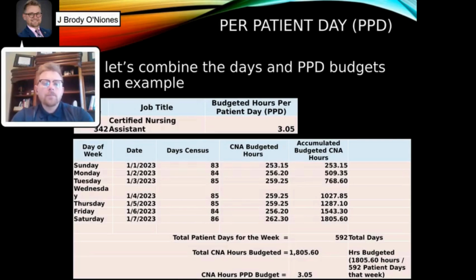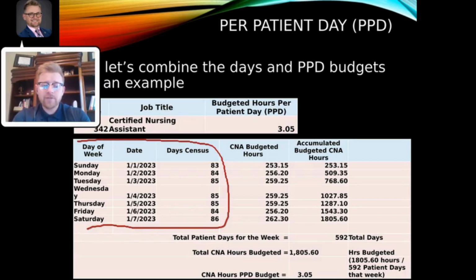So let's look at an example of one category, just one, CNAs. On the previous slide, you saw a lot of job codes, a lot of job titles. We're going to look at one so we can understand how to utilize hours PPD. So I hope that this looks familiar to you. Okay, this was the very, very first exercise that we did together to understand patient days.